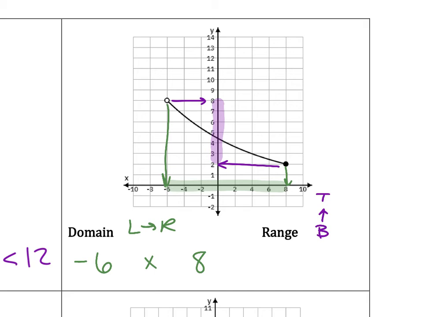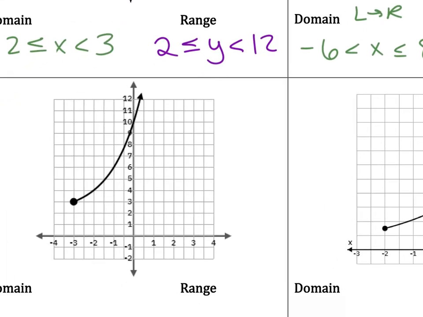The first number, -6, has an open circle, so I give it the open symbol. The second number has a closed circle, so I give it the closed symbol. When I get to the range, again, going smallest to largest is bottom to top. The bottom number is 2, the top number is 8. Bottom number is closed, top number is open. How'd we do? Excellent. Let's go on to the next kind of problem here.